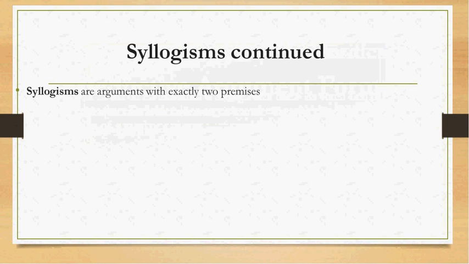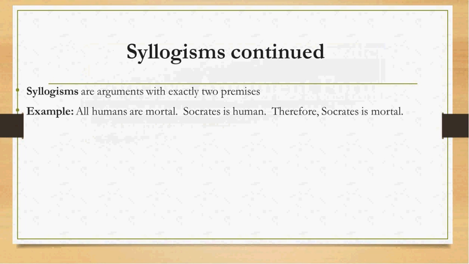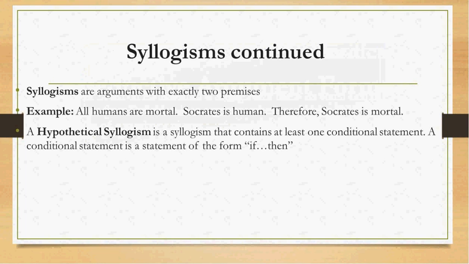Our next type of syllogism, remember that syllogisms are arguments with exactly 2 premises. Again, remember that our Socrates argument was a syllogism because it has exactly 2 premises. And our next type is a hypothetical syllogism. A hypothetical syllogism is a syllogism that contains at least one conditional statement. And remember that a conditional statement is a statement of the form if-then.